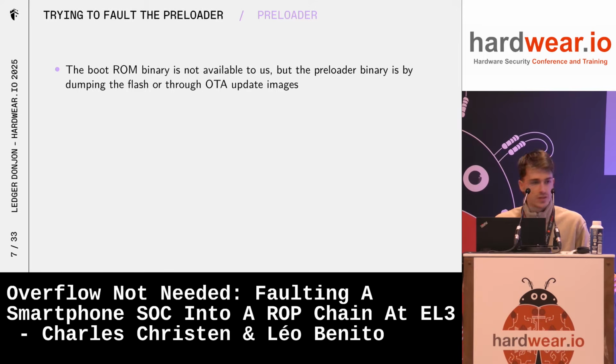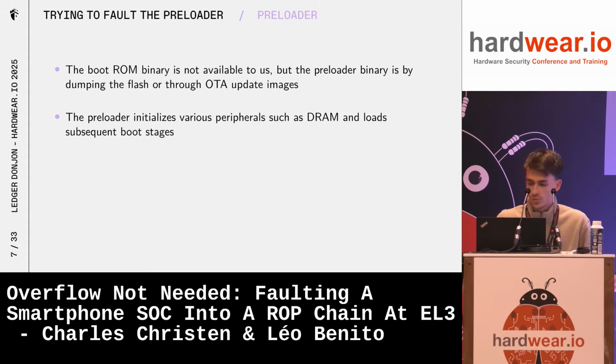The boot ROM binary is not available to us unless we have the capability to read the mask ROM or to somehow dump the ROM binary. However, we have access to the preloader binary, either by dumping the flash or by recovering the OTA update images. So we started by looking at it and doing some reverse engineering. What the preloader does is configure various peripherals for the next boot stages, such as the DRAM, and it also loads the next stages from flash into memory and verifies their integrity.